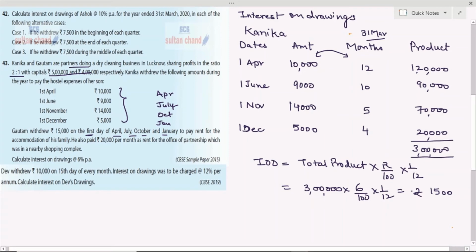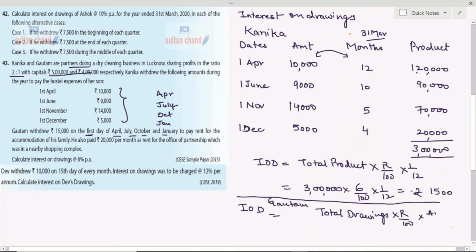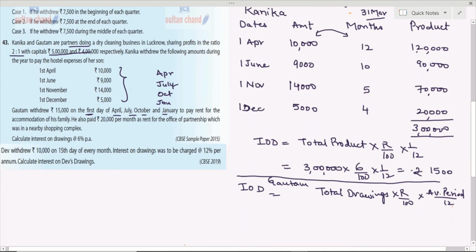Now moving to the next one, as I said, for Gotham, I'm not going to use this method. It's very clear because I can use directly the April, July, October quarter method. So now interest on drawings, this is for Gotham. So for Gotham, which method am I going to use? Total drawings multiply by rate by 100 and multiply by average period divided by 12. Okay, so I reach this.